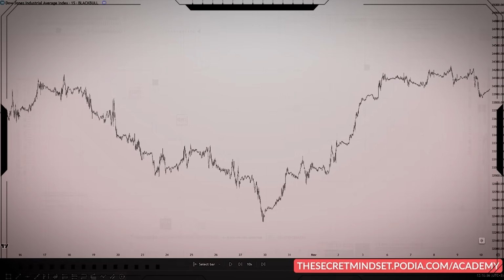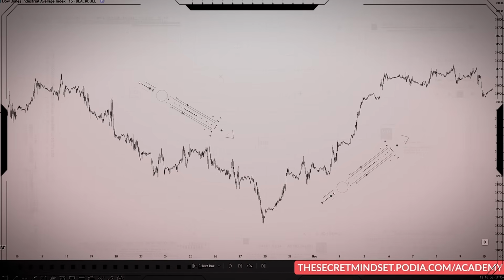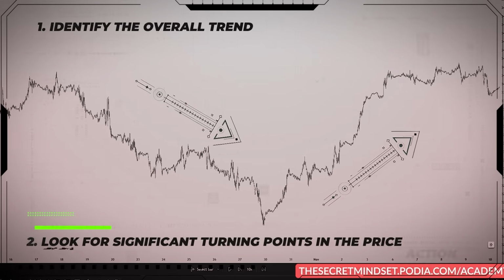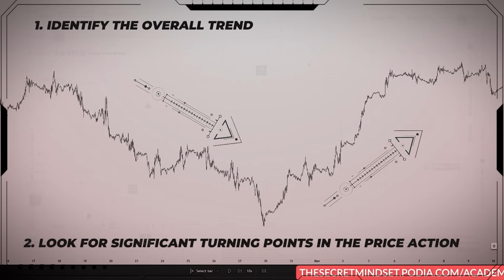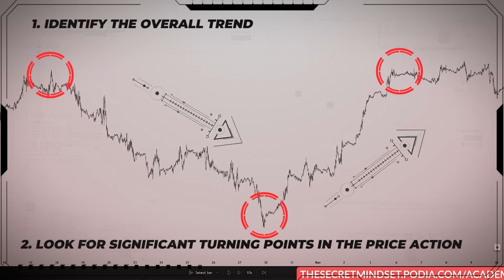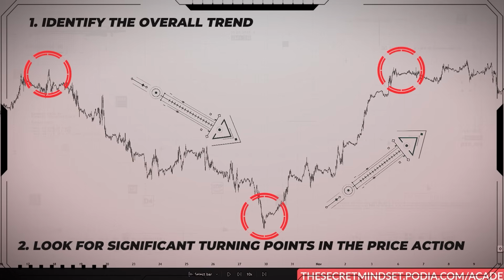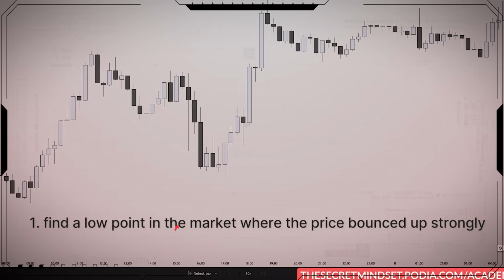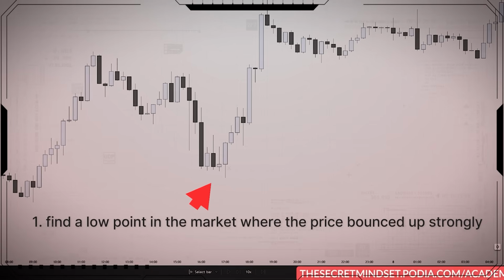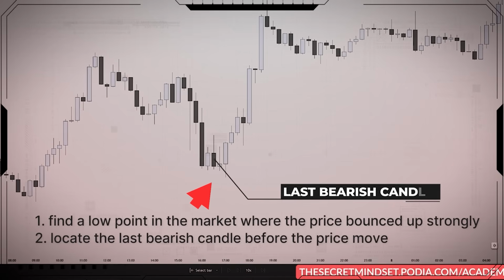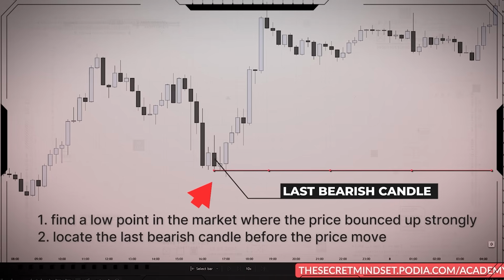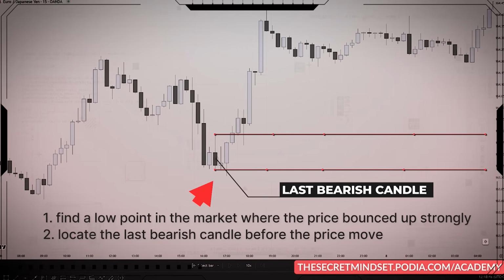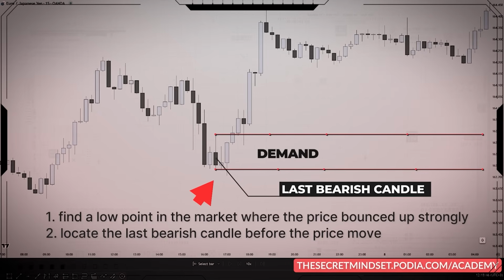This is how to mark supply and demand zones on your charts. First things first, you'll need to identify the overall trend. Next, look for significant turning points in the price action. These are the points where the price made a sharp reversal, either from a low point or a high point. To mark a demand zone, find a low point in the market where the price bounced up strongly. Locate the last bearish candle before the price move. Then draw a horizontal line at the low point of the candle and another one at the high point of the candlestick. This is your demand zone.